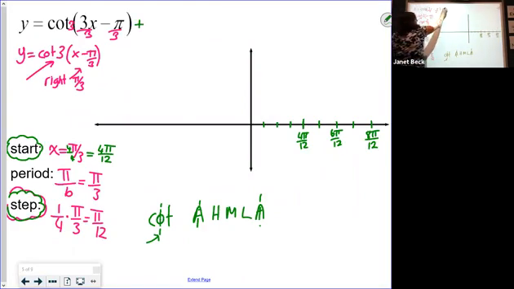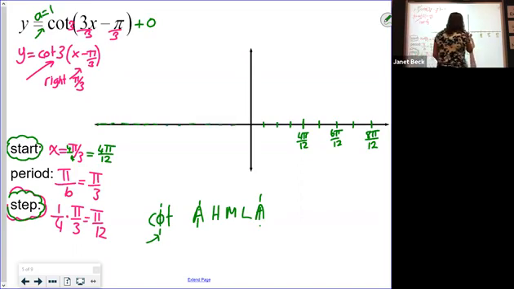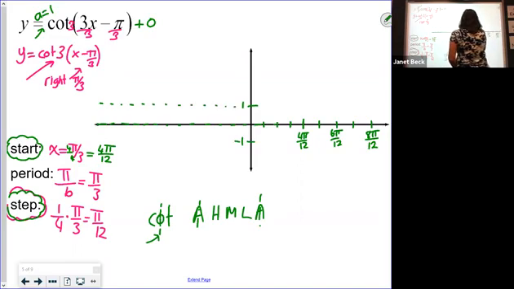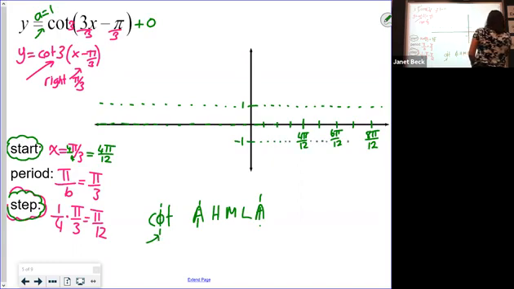Well, how far was it shifted? It wasn't shifted at all. How much was it stretched? Not at all. Our amplitude is just going to be 1, and our midline is just going to be on the x-axis. That's our midline, and we're just going to go up 1 to get the high, and down 1 to get the low. That's where all my high points are going to lie. This is where all my low points are going to lie.